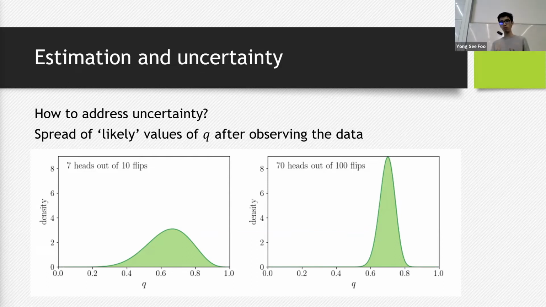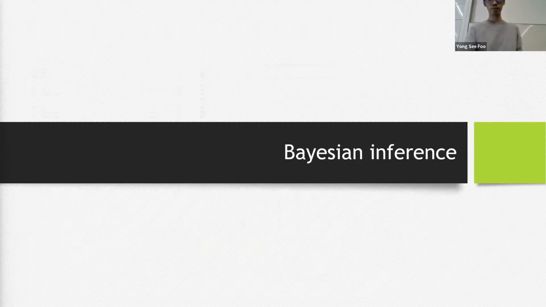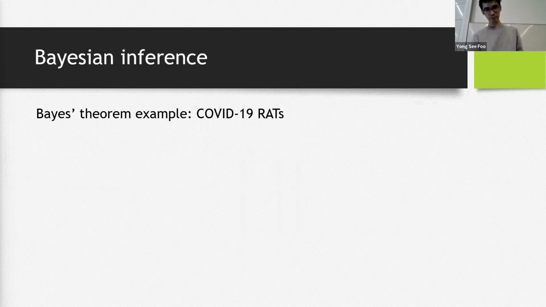So how do we get these spreads, these graphs? That's where Bayesian statistics will come in. Okay, so I'll talk about Bayesian inference now. And again, we'll start with another toy example that perhaps people are really familiar with. So this is about rapid antigen tests for COVID-19.